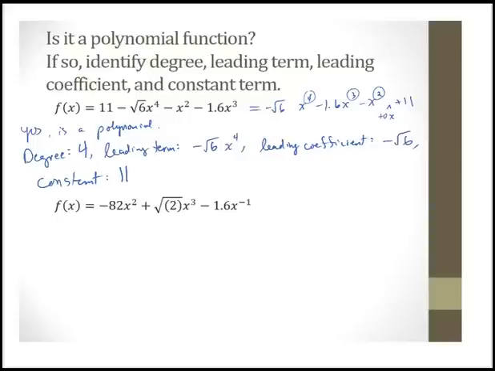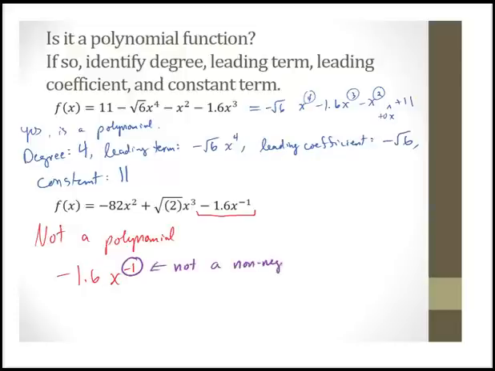Alright, in the second example, we have negative 82x squared plus the square root of 2x cubed minus 1.6x to the negative 1st. This is not a polynomial. If we look at this term, we have this negative 1.6x to the negative 1st. The exponent, negative 1, that is not a non-negative integer. So f of x, the second example, this is not a polynomial.